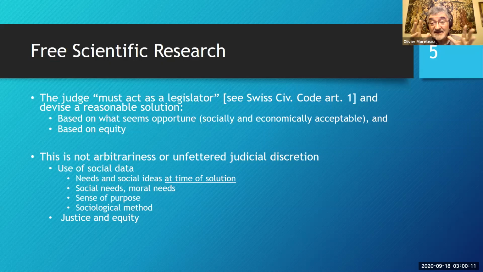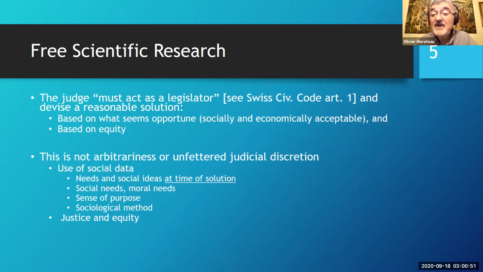Using social data, you may say, judges, are they equipped to do this? Well, Geny says they benefit from the work of scholars, okay? You always have a body of doctrine, and not only the work of the jurist, but also the work of the sociologist, the work of the economist, okay? Look at the ideas of the time. So try to identify the needs of the time when you are making the decision. Try to identify the social ideas that exist at the time when you are to give the solution.